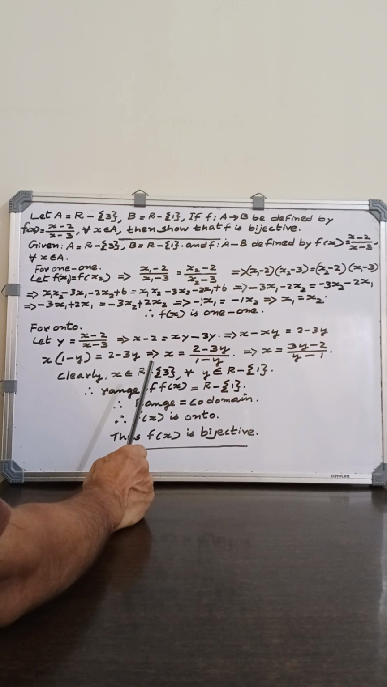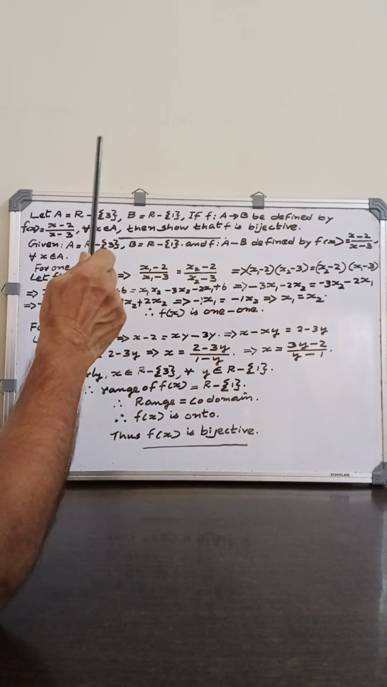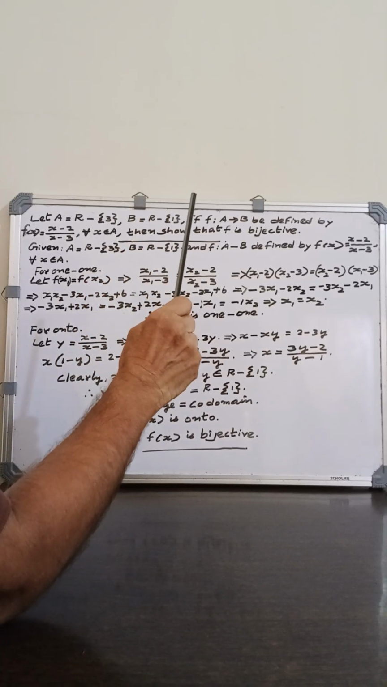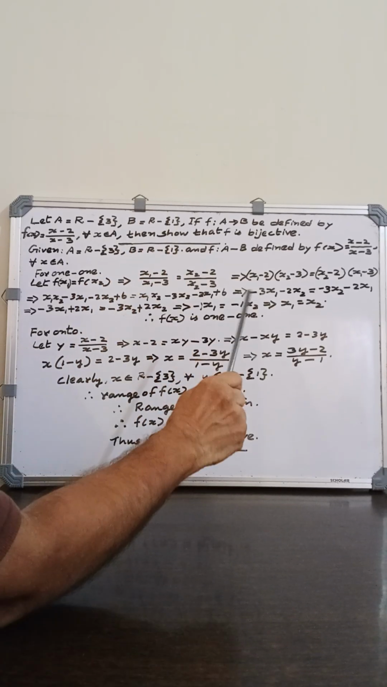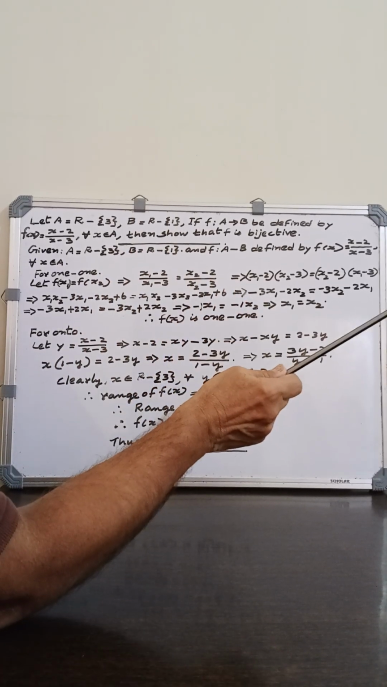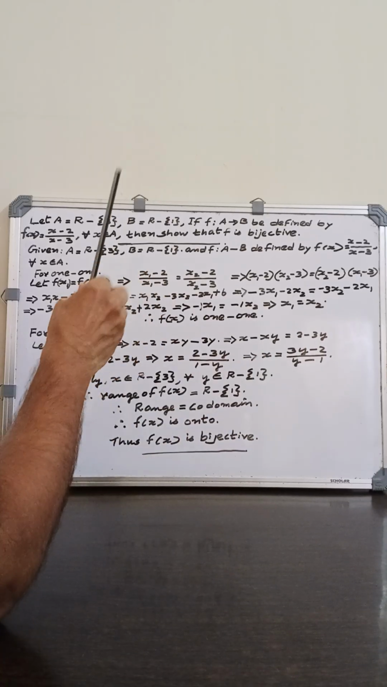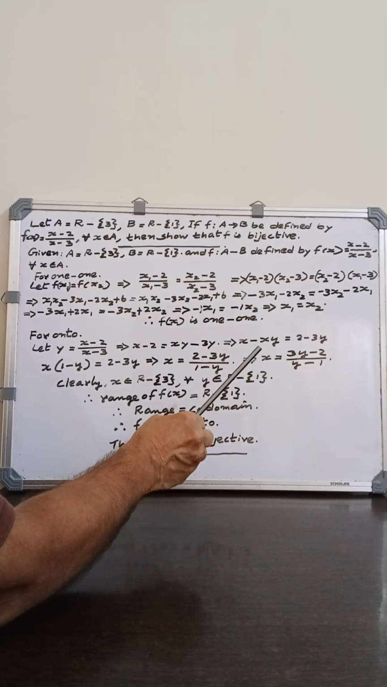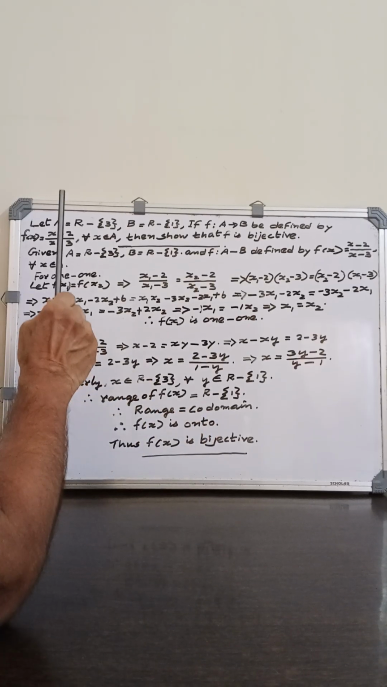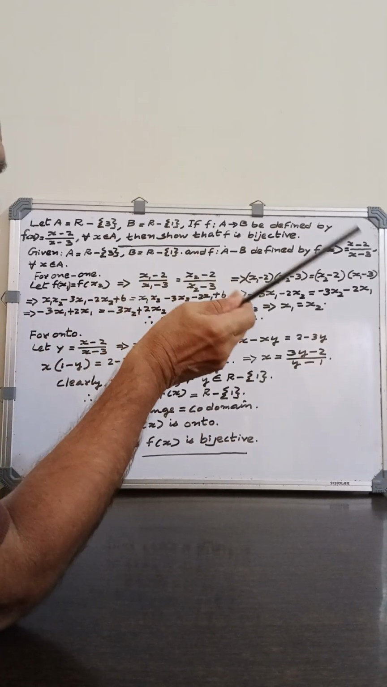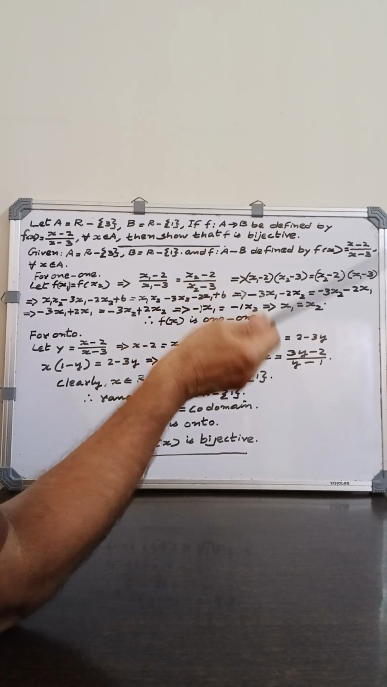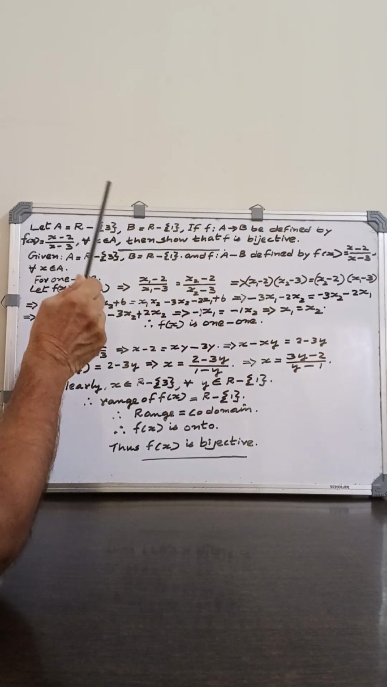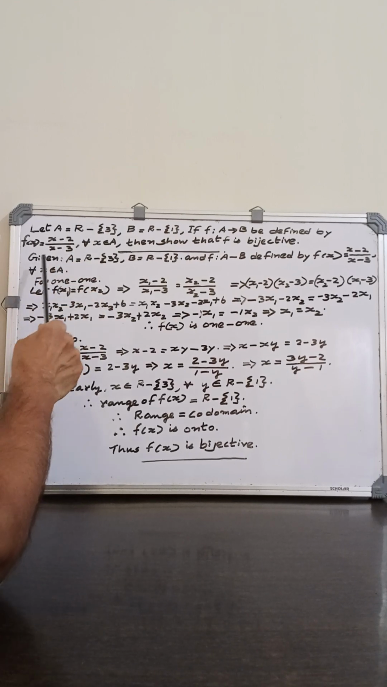Bijective function means a function which is one-one, and at the same time it is onto. If the function satisfies the one-one condition and the onto condition, then we can say the function is a bijective function. Let us check this function to be one-one and onto. How can we check it? Let us see.